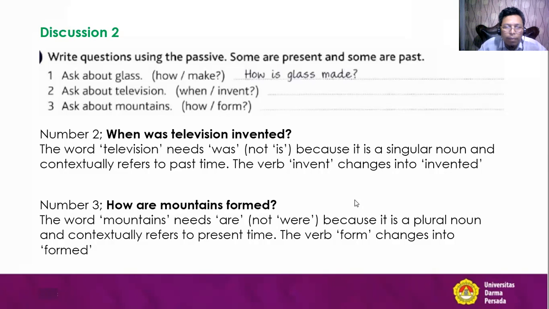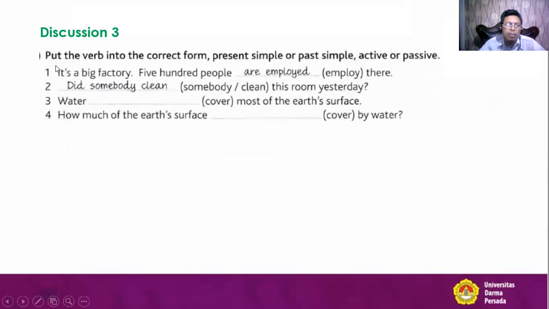Okay, we go on. Discussion 3. Put the verb into the correct form. Present simple or past simple, active or passive. Number 1. It is a big factory. 500 people are employed there. We have employ and then the answer is are employed. Are employed.